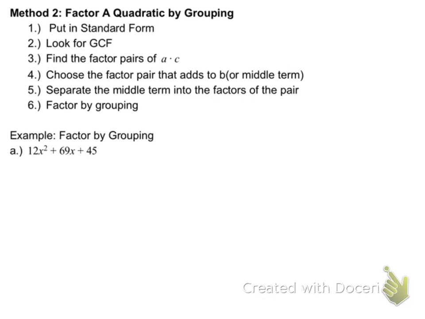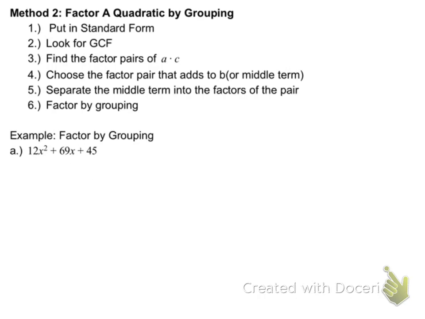And let's follow our 6 steps here. You can clearly see A is not equal to 1. Right? A is equal to what? 12. So therefore, I cannot just find the factors of 45. That will give me 69. It's not going to work.